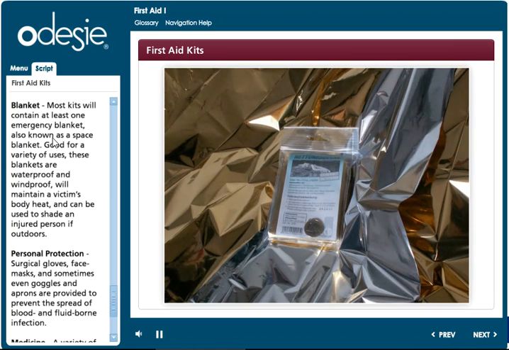Most kits will contain at least one emergency blanket, also known as a space blanket. Good for a variety of uses, these blankets are waterproof and windproof, will maintain a victim's body heat, and can be used to shade an injured person if outdoors.